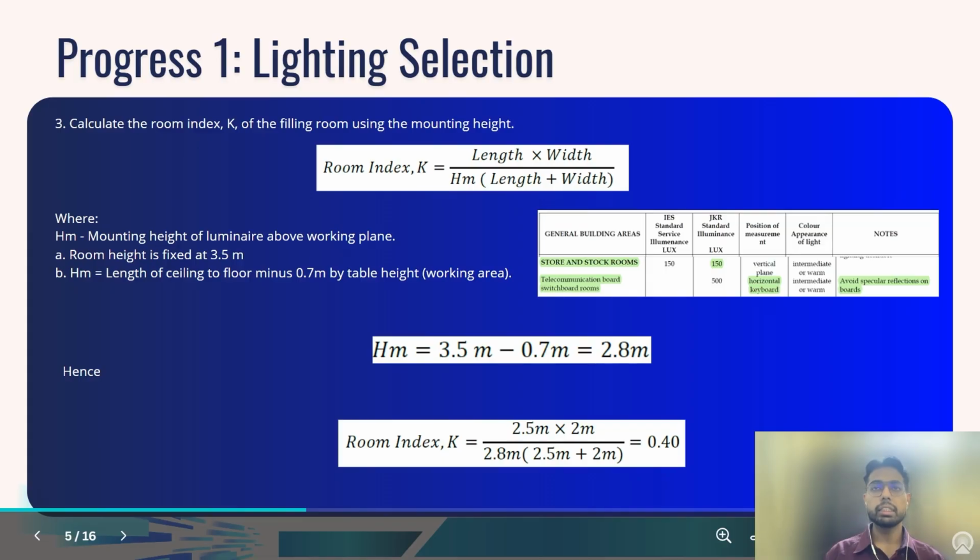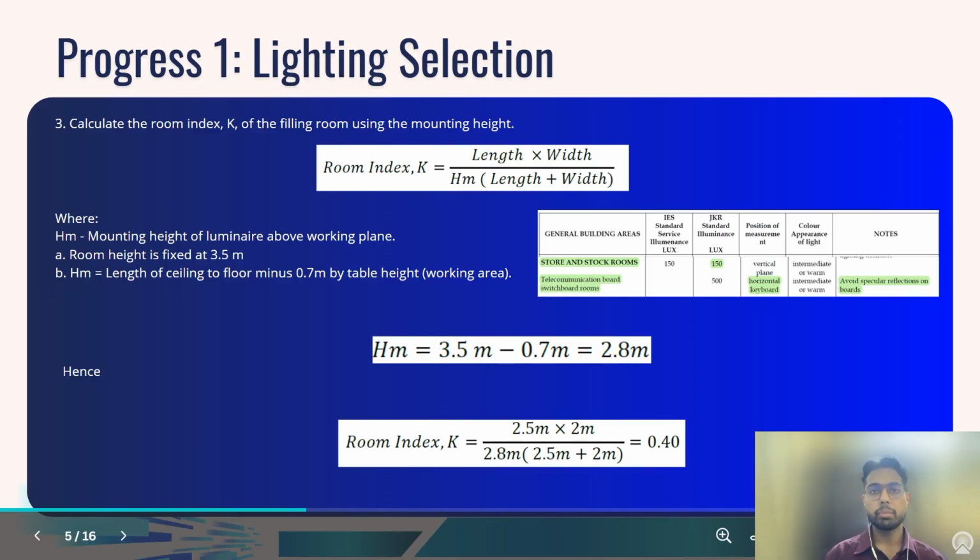As you can see in the image on the right-hand side, the general building areas, the selected lighting design lux table, I've decided to choose the store and stock rooms, in this case the telecommunication board and switchboard room. According to the JKR standard illuminance, the lux is about 150, measured on a horizontal keyboard. Its extra note is to avoid specular reflections on boards.